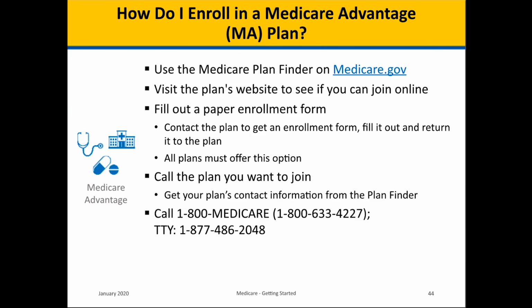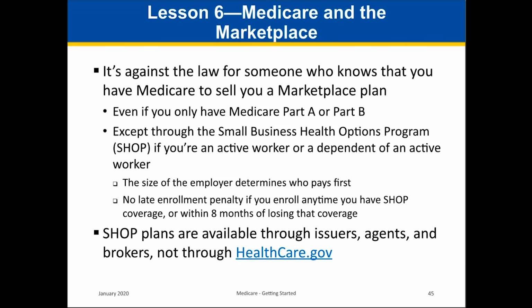How do you enroll into a Medicare Advantage plan? Again, you can use the Medicare Plan Finder on Medicare.gov. You can visit the plan's website to see if you can join online. You can fill out the paper enrollment form and contact the plan if they offer that option. Or you can call 1-800-Medicare. Not listed on this slide would also be a state health insurance program that could help with that enrollment. Next slide, please.